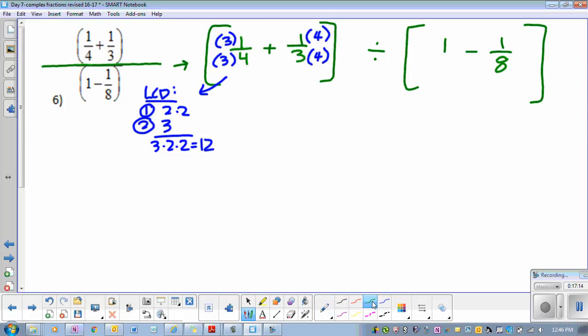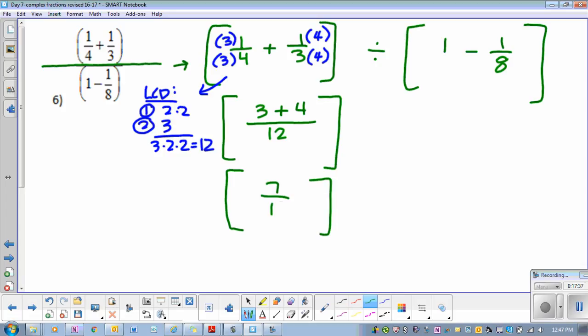Alright, so we're still doing this numerator, right? Now I have all over 12. 3 times 1 is 3, plus 4, which is 7 twelfths. Yeah? So divide, right? Now I need to subtract my denominator. Go to the other bracket now.